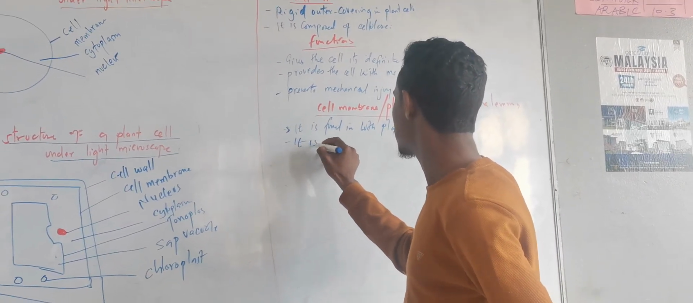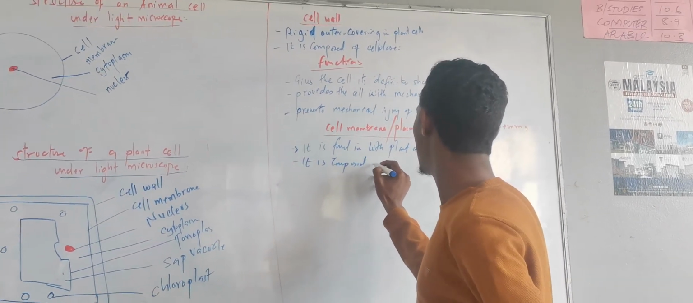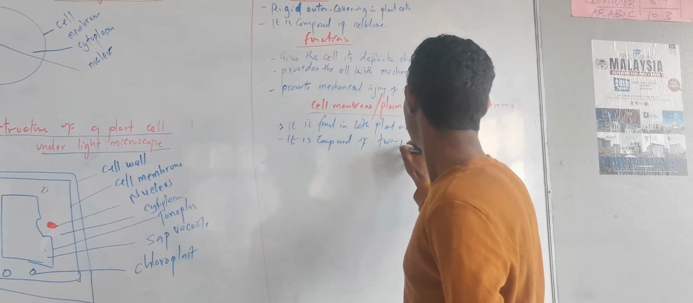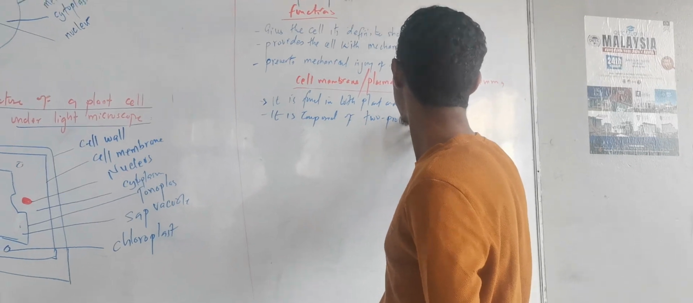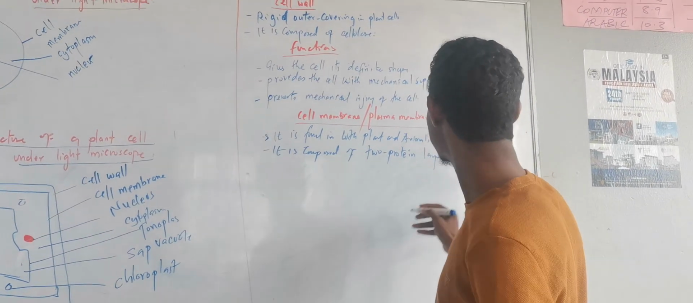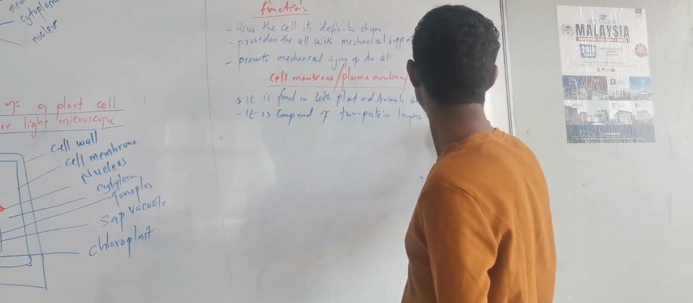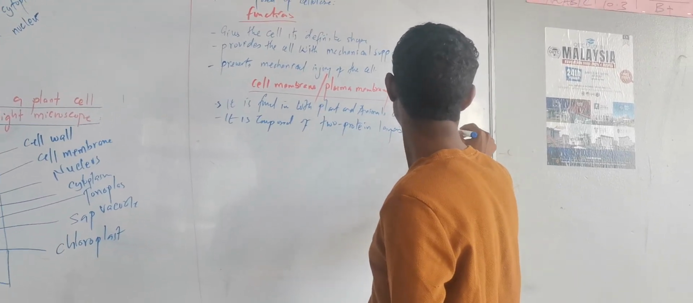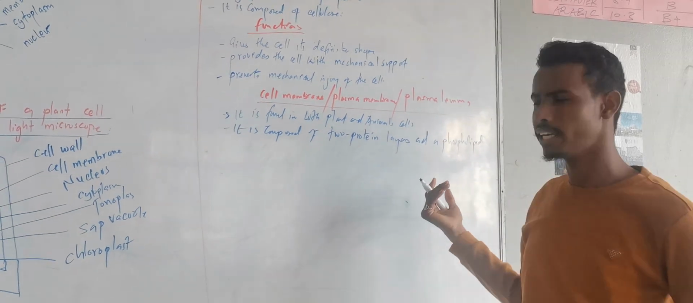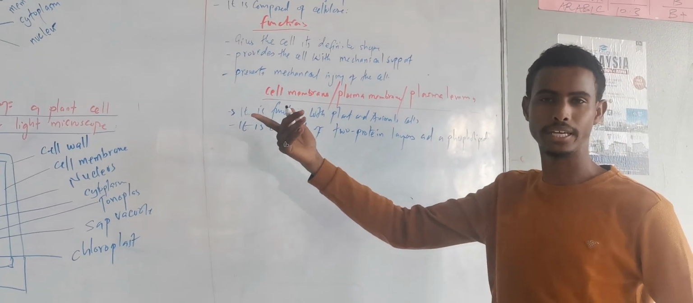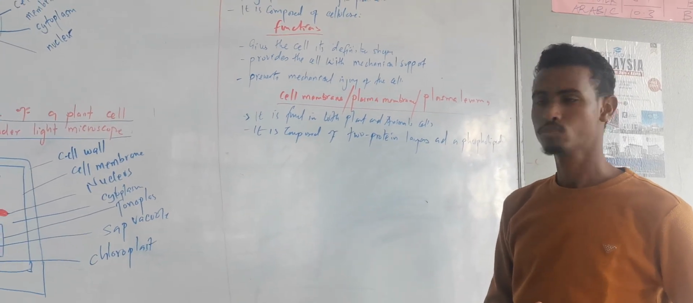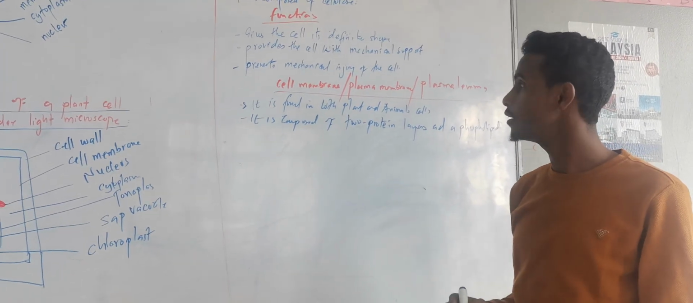It is composed of two protein layers and a phospholipid layer. The phospholipid layer in the structure of the cell membrane is sandwiched between the two protein layers. Now, what are the functions of the cell membrane?